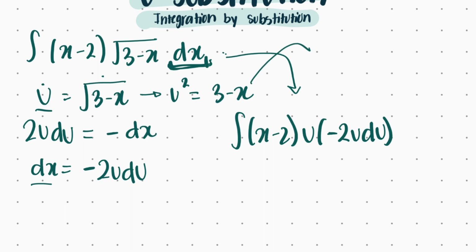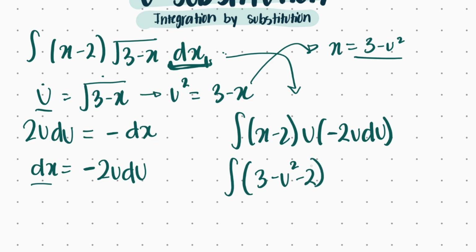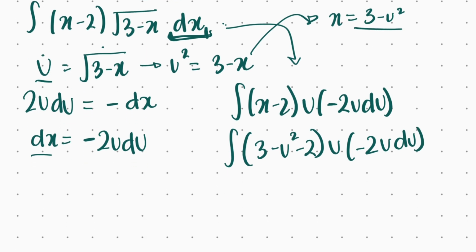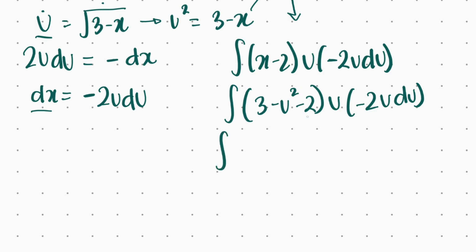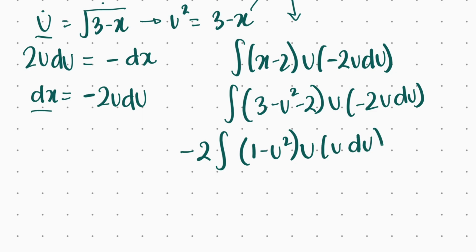So I'm just going to do it here. We see that x is equal to 3 minus u squared. And by doing this, we get everything in terms of u. So we have the integration of 3 minus u squared minus 2, times minus 2u du. So I just kept this part the same. Then let's simplify this. We get 1 minus u squared, times u, and we can take this minus 2 out because it's a constant. Then we're left with this u du.